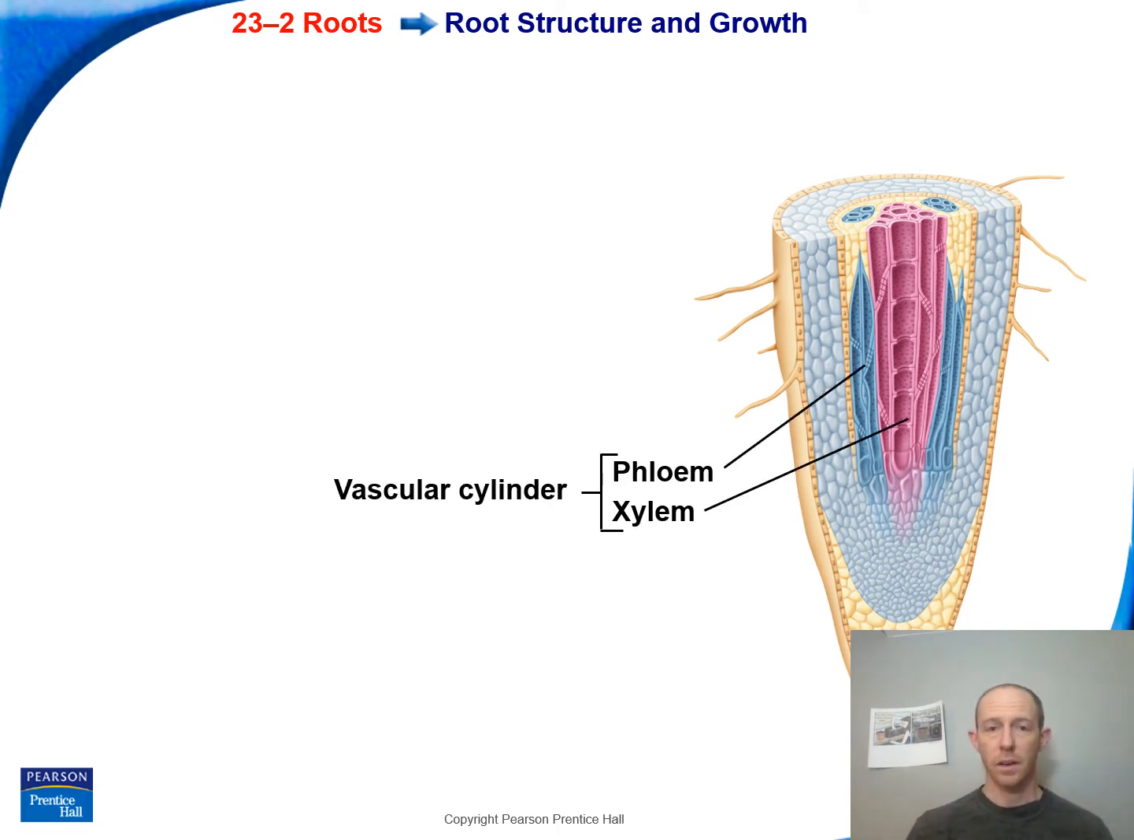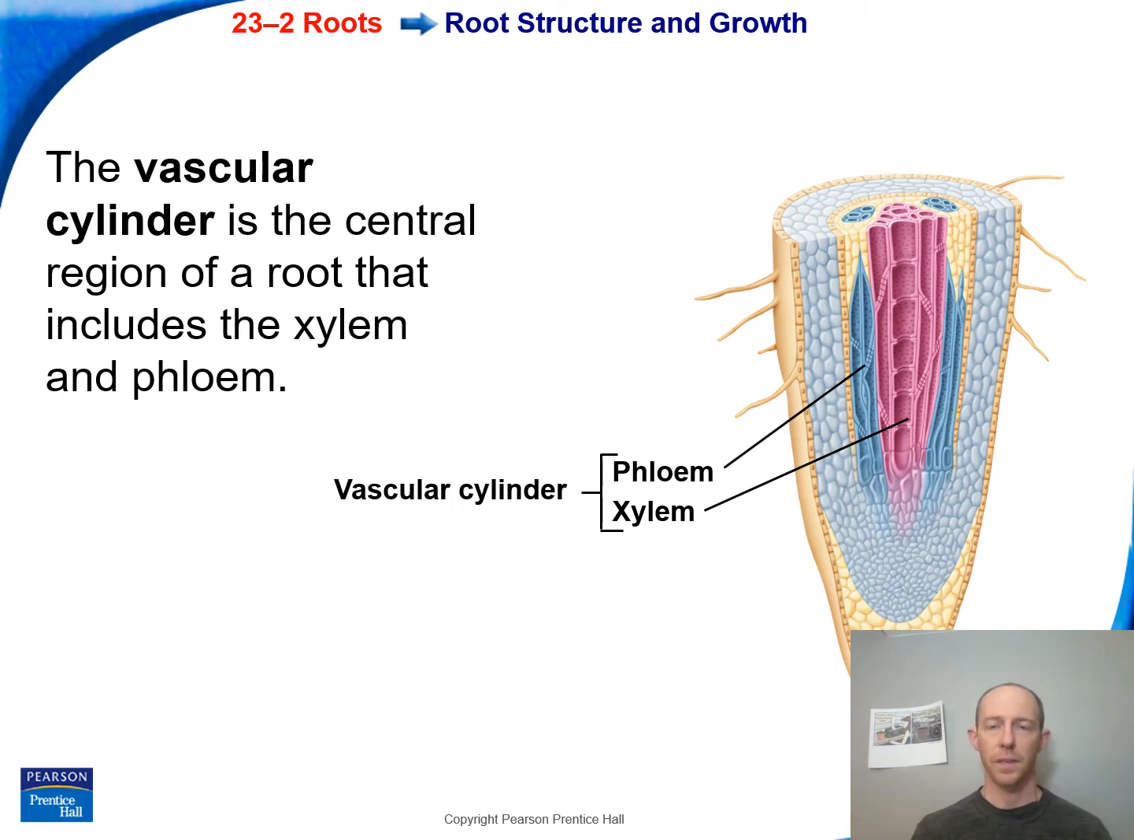Okay, well now we're talking the vascular cylinder. So this is where our vascular tissue is in a root. It's pretty straightforward. It's the middle of our root. So again, it's contained by the endodermis, and it consists of xylem and phloem, our two vascular tissues. So don't forget this. On the far right of your diagram, you can just label that bundled up phloem and xylem as the vascular cylinder.